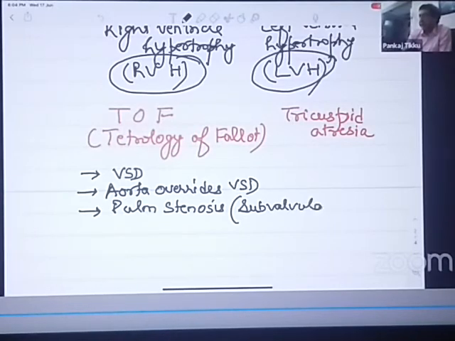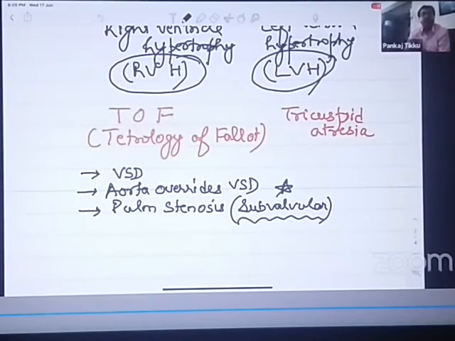What is meant by subvalvular pulmonary stenosis? The obstruction is there at the level of the pulmonary artery, but it is just below the level of the pulmonary valve. See, the stenosis can be either valvular, which is at the level of the valve. It can be supravalvular, above the level of valve. It can be subvalvular, which is below the level of valve. Now, both valvular and subvalvular pulmonary stenosis can occur in TOF, but subvalvular pulmonary stenosis is much more common in comparison to valvular pulmonary stenosis in tetralogy of Fallot.